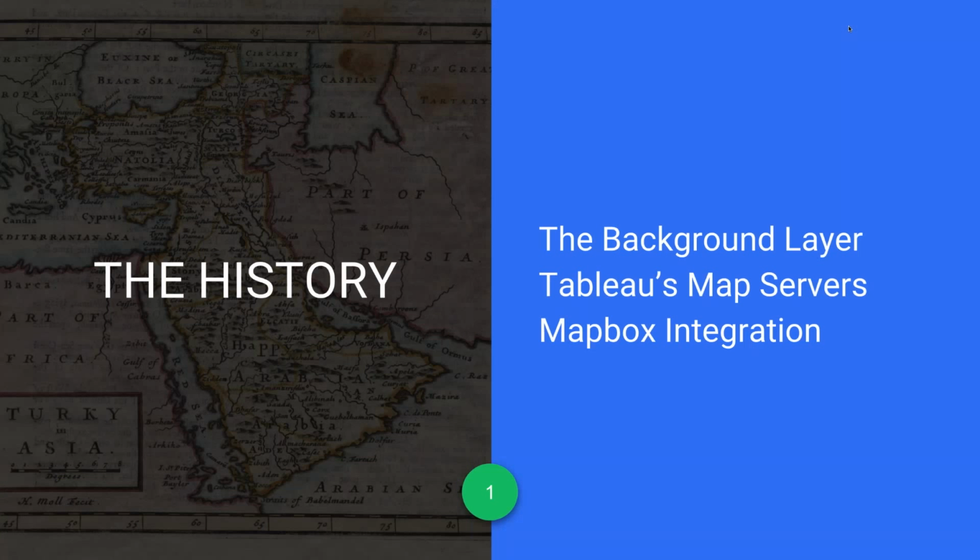The history of mapping in Tableau. It breaks into a few key areas. Looking at the background layer, the thing that makes a map look like a map. How that's been delivered in terms of mapping servers, where they've come from and where they are now. And then things that Tableau are doing to make that even better with their integration of Mapbox.